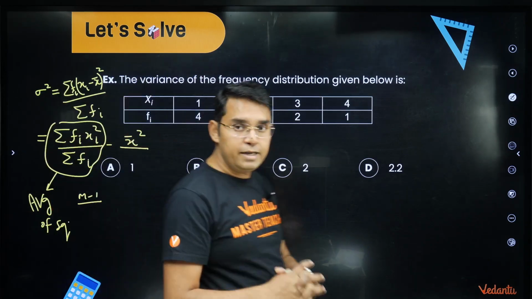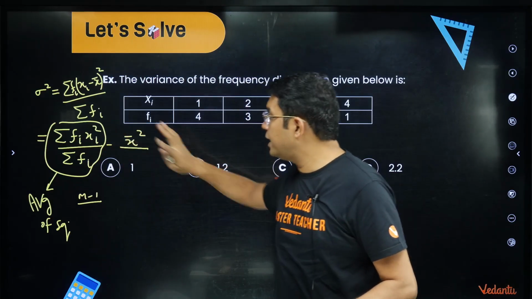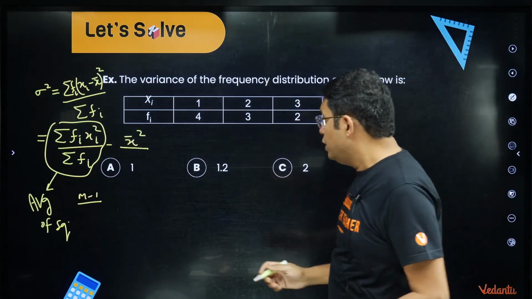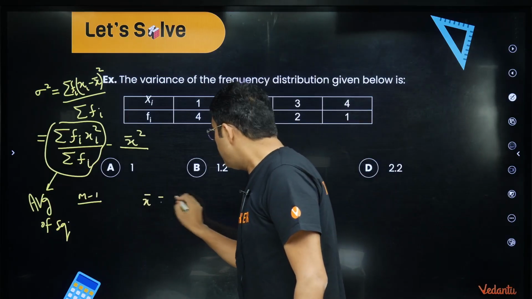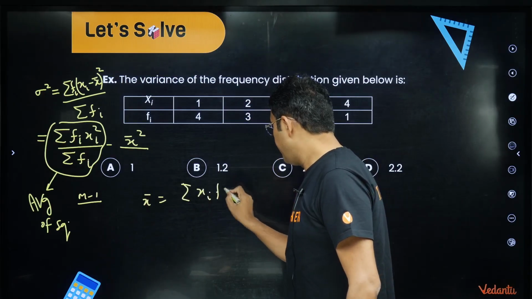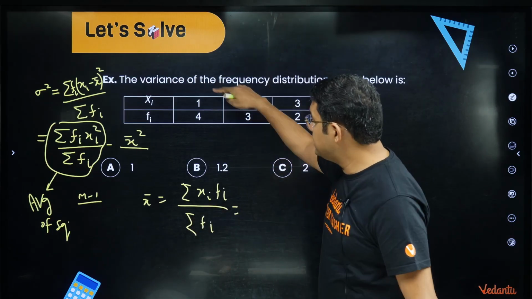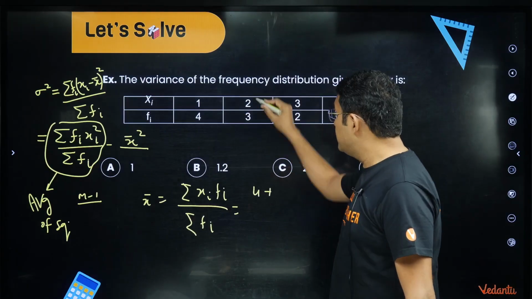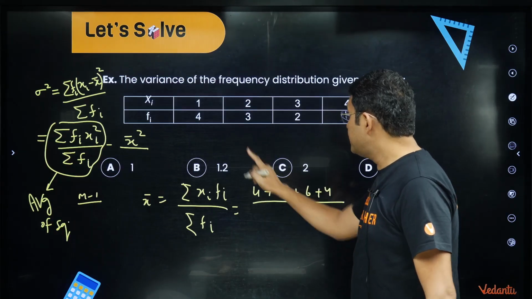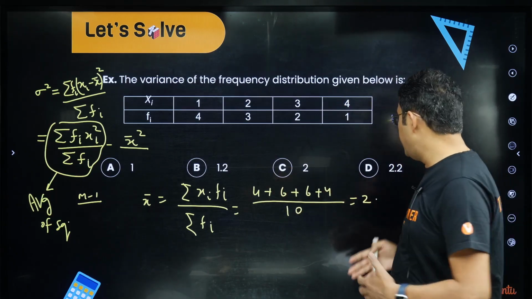The first method is that you directly use one of these things. I think we can use this directly. But for that I will need the x bar. So what is x bar here? As we know the formula, sigma xi fi upon summation of fi. In this case this into this, so 4, this into this 6, again 6 and then 4, divided by 4 plus 3 plus 2 plus 1, so 10. So this will become equal to 2. So x bar we are getting as 2.